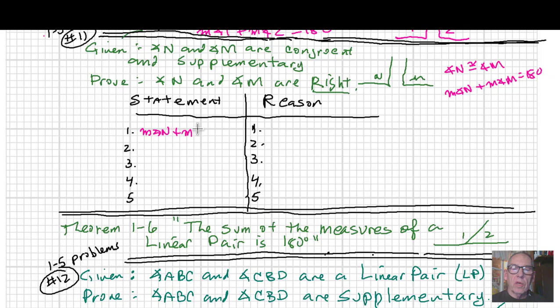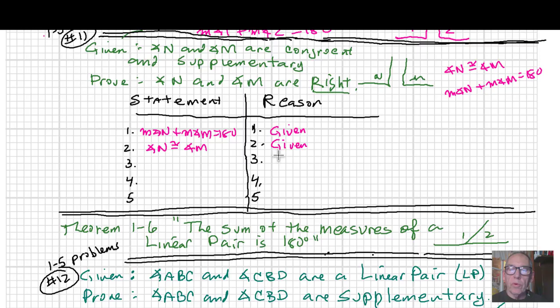plus the measure of angle M equals 180, and that's given. Now we need to take care of getting that N and M have equal measures. They're telling us that they're congruent. That's another given we can use. Angle N is congruent to angle M. That's also given. Now both of these could have been put into number one together, but it's more straightforward maybe to keep them separate.